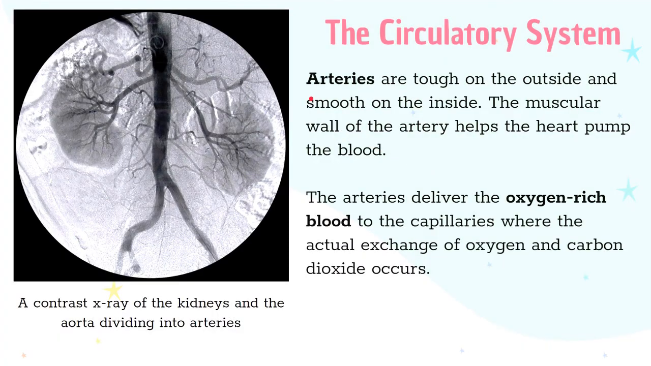So here you can see the dorsal aorta. It's found along your back, and then it divides into two arteries to deliver oxygen to your kidneys. Arteries are tough on the outside and smooth on the inside. The muscular wall of the artery helps the heart pump blood towards the rest of the body. Again, arteries deliver oxygen-rich blood to the cells, and the exchange of oxygen and carbon dioxide occurs in the capillaries of the cells.